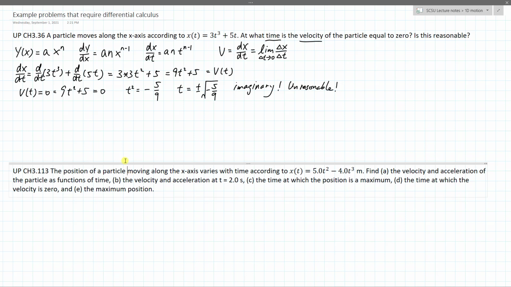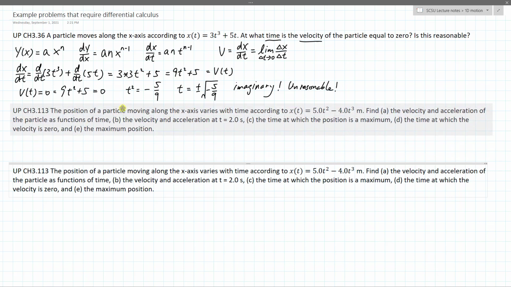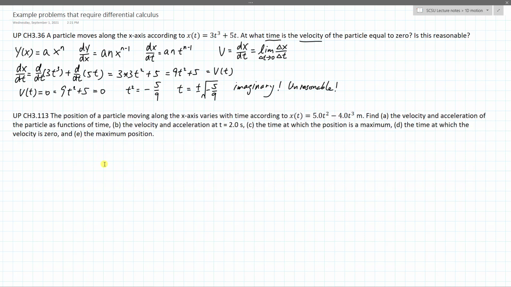So here's the second question. I'm going to move it up so I can get some extra space here to write the steps down. This is another problem from the OpenStax University Physics textbook, Chapter 3, question 113. The position of another particle moving along the x-axis varies with time according to x of t equals 5t squared minus 4t cubed, in meters. We want to find a number of things. First, we want to find the velocity and acceleration of the particle as functions of time. So we know how to get velocity as a function of time.